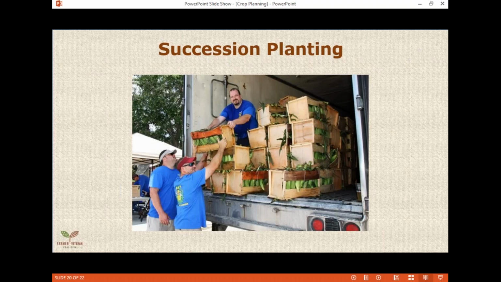Another fun thing for succession planting is sweet corn. Sweet corn is everybody's favorite thing to grow in the summer and eat in the summer. It's a classic farm stand, fresh market fare. It's grown all over the country in every time zone. And nothing says farm in summer like sweet corn.